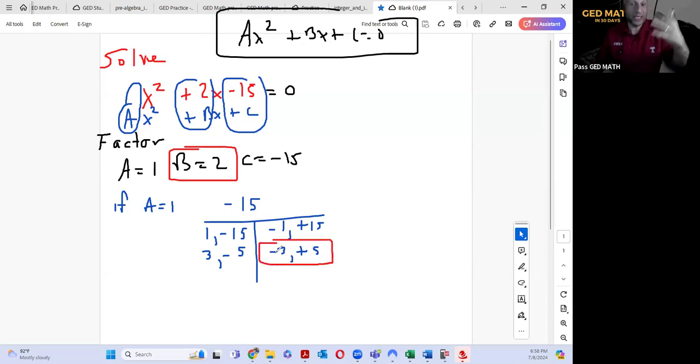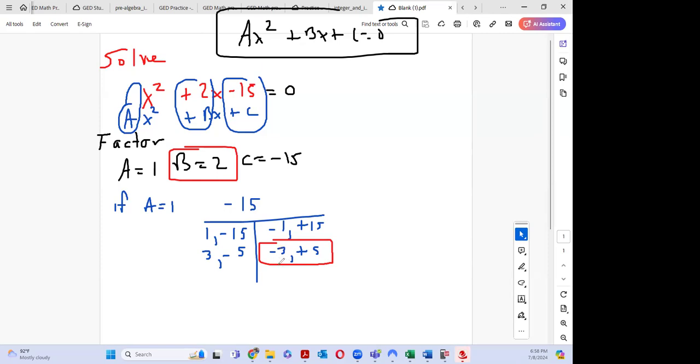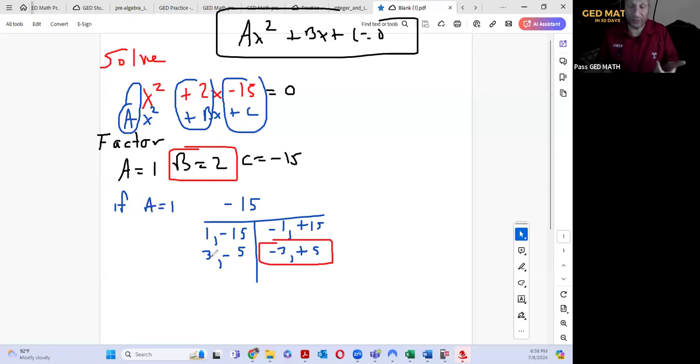5 minus 3 is positive 2. Does everybody understand that? Yes. Because the right side one, with the negative, would be negative 2. So minus 5 plus 3 is negative 2. We're looking for B, which is positive 2. So when we factor this, we're going to use those two numbers: x minus 3 times x plus 5.